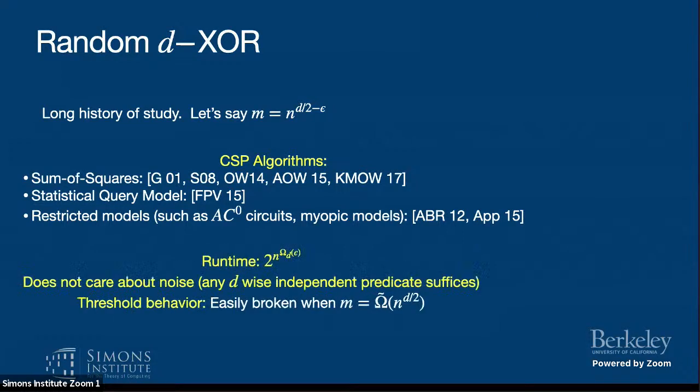These algorithms have been studied for a long time. What's nice about them is that they typically have this threshold behavior. It turns out that if I set m to be slightly more than n to the d over 2, then all of these algorithms end up breaking the CSPs. But when I reduce the number of samples from n to the d over 2 by a tiny amount, let's say d over 2 minus epsilon, then all of these algorithms exhibit hardness, and the best known algorithms take some exponential time.